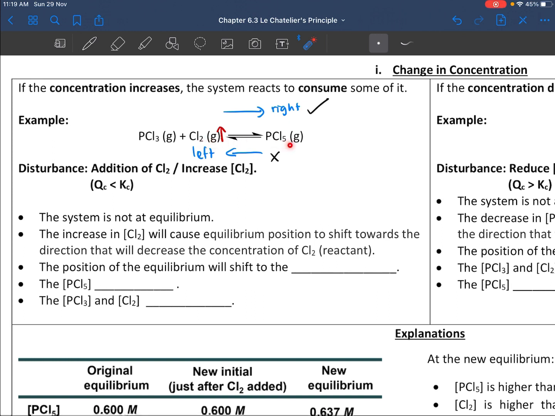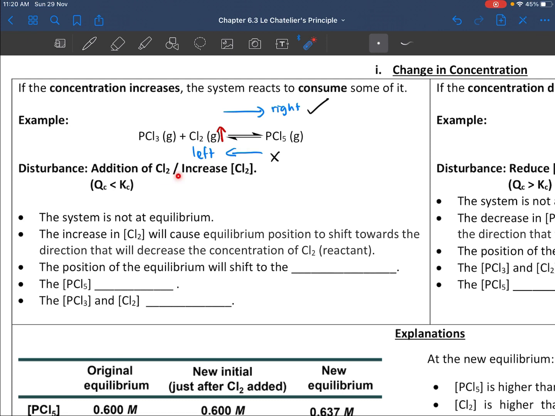Sebab Le Chatelier cakap, kalau sistem tu dah equilibrium dan diganggu, sistem tu akan cuba kurangkan gangguan tu. Dalam kes ni dia akan cuba kurangkan concentration Cl2 untuk dapatkan balik equilibrium dia. Okay, so jawapan dia adalah shift to the right for this one. So kita tengok explanation.